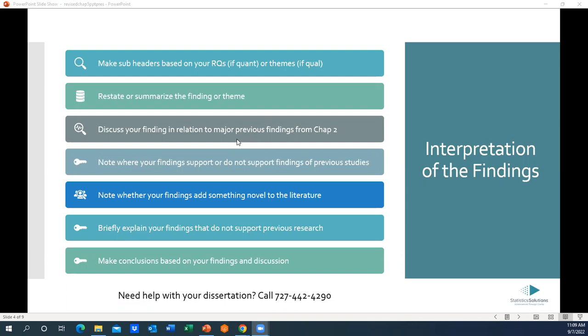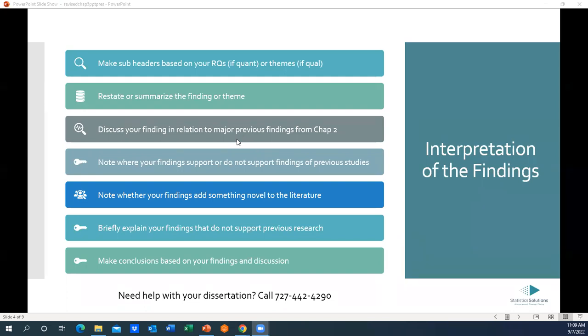Findings may be mixed in previous research. That would mean your findings would support some of them and not others. But you want to set up a discussion based on that, noting where your findings align with or don't align with previous literature. Then you can make conclusions based on that. If your findings align with previous literature, well, then you conclude whatever it is that you're looking at. If your findings don't support previous literature, that's okay.